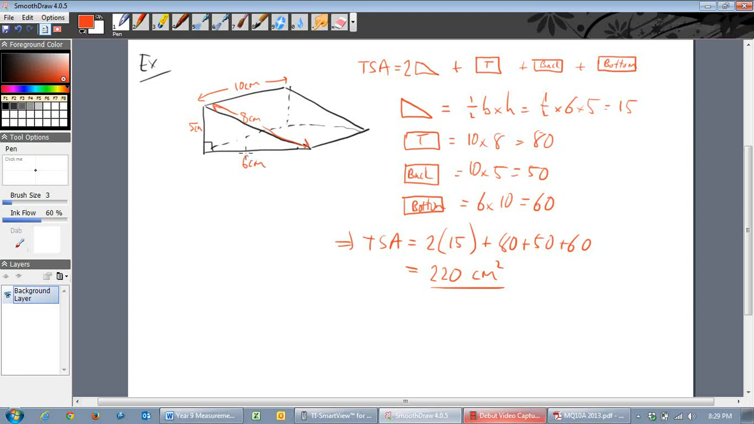So basically, think about all the bits and pieces you're adding together. If you want to do it like this, do it like that. It'll make life easier and neater for you, by all means. These questions can get out of hand with working out, so make sure it's nice and neat.